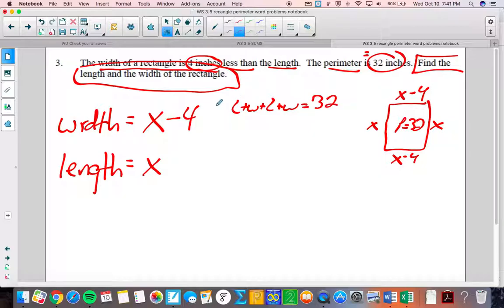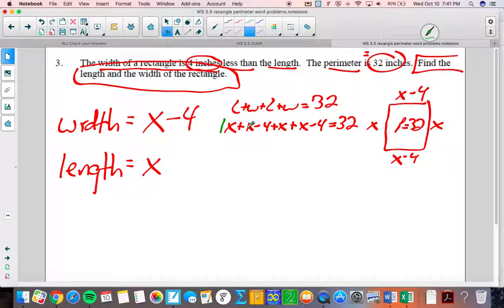So there's our verbal model. Now let's use the algebra behind it. So length is x. Width is x minus 4. I have another length that I have to add to it, and the length is x. And another width I have to add to that, which is x minus 4. And that equals 32. So now there's this big equation, but really it's pretty simple.